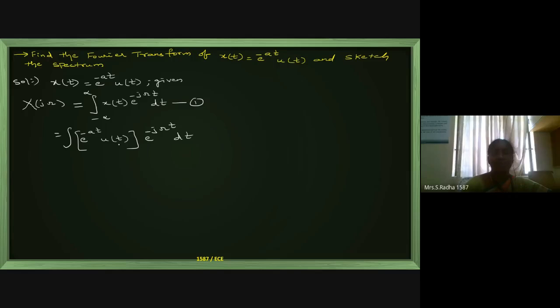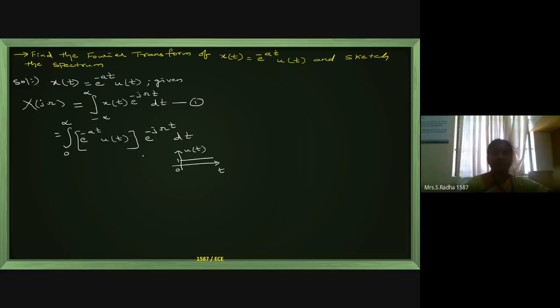Because u of t is present, which is a right-handed signal, the limits can be changed to 0 to infinite. u of t means it is a step signal. It exists only for positive time. Negative time signal is 0. So only for positive time u of t exists. So the integration limits I am changing to 0 to infinite.